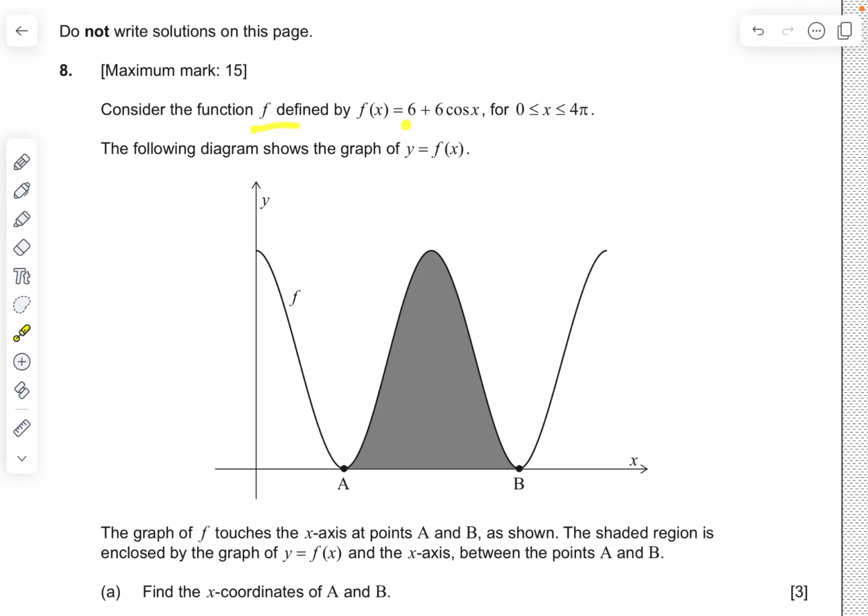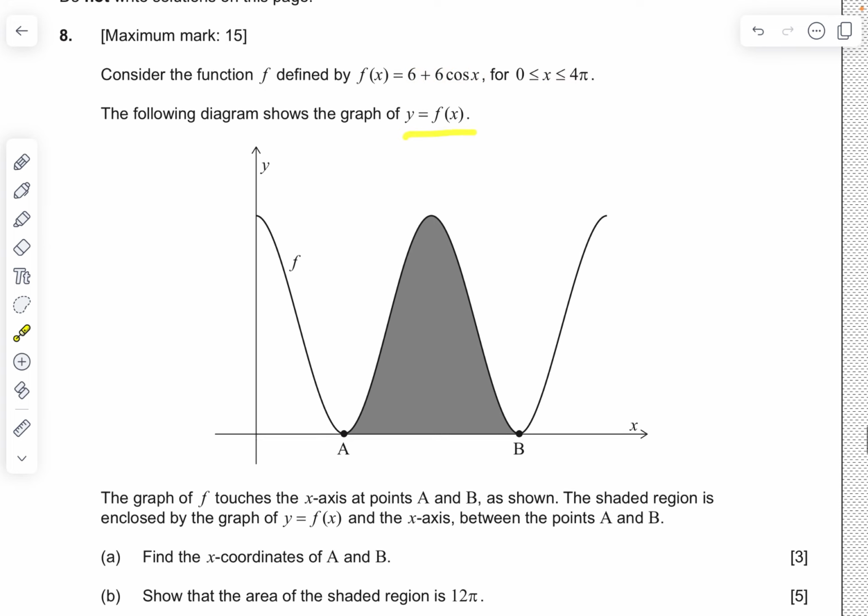We have a function which is this. It looks like a cosine function that's been multiplied by 6, so it's 6 times bigger, and then moved up by 6, between 0 and 4 pi. Here's the graph of y equals f of x.